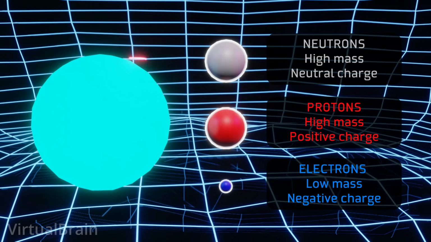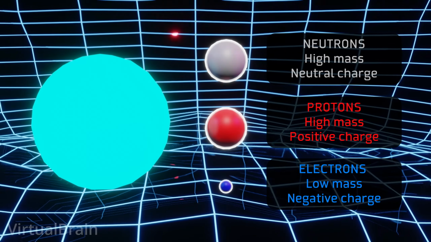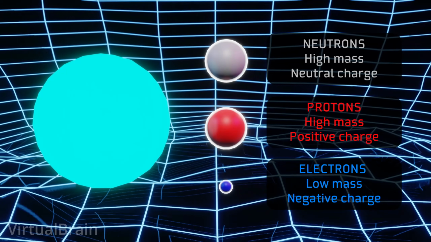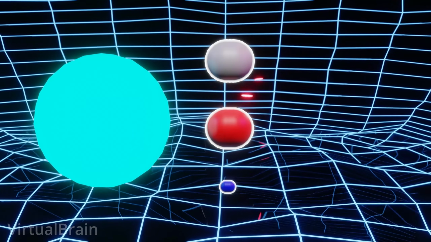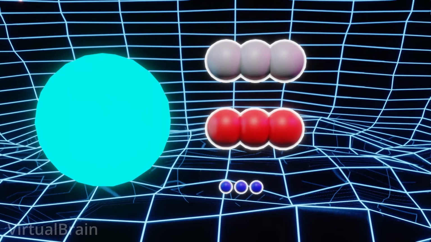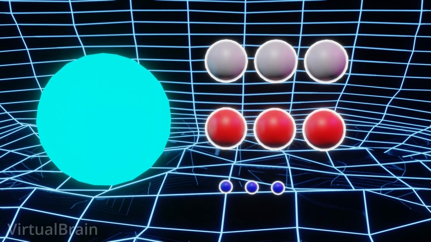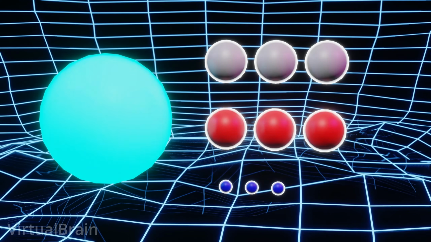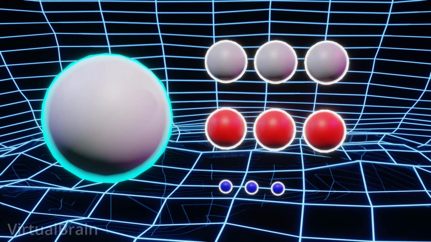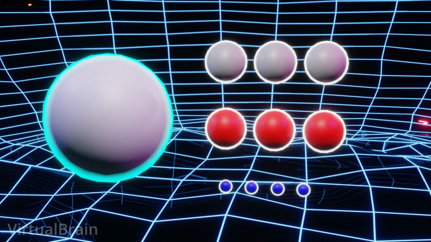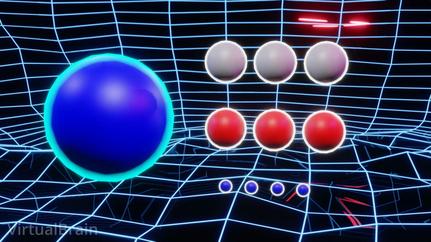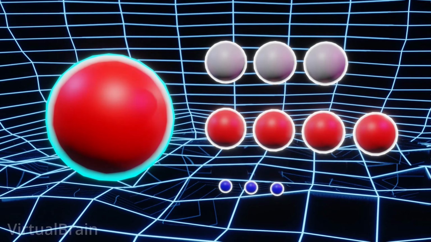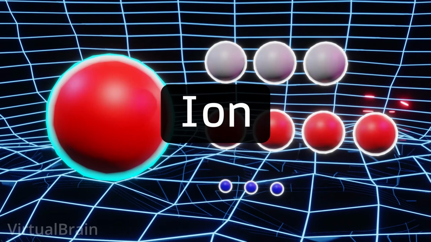In this case, when I say high or low mass I mean in relative terms, with electrons having a mass about 1,800 times smaller than protons or neutrons. Understanding this, the atoms of different elements are composed of different amounts of these particles, and as long as the amount of protons is equal to the amount of electrons, the charges cancel out and the atom will have a neutral charge. On the other hand, if there are more electrons than protons, the atom will have a negative charge, and if there are more protons than electrons, the atom will have a positive charge. These two cases are what is known as an ion.